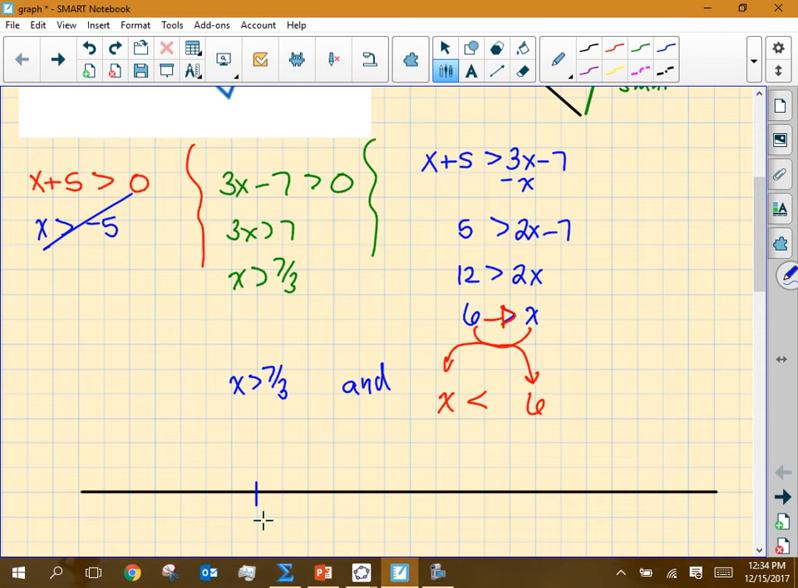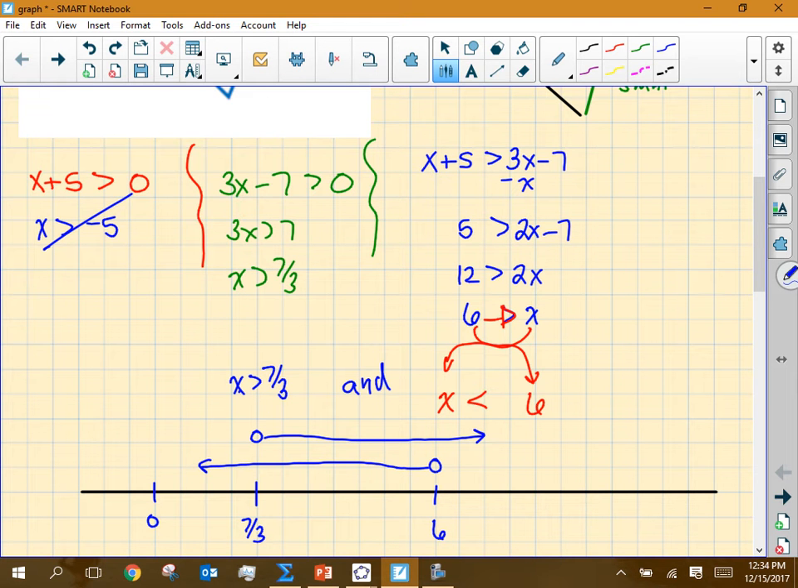So let's put 0 down here. 7/3 is 2 1/3, so maybe it shows up there. And 6 would be over here, correct? When I say x is greater than 7/3, you guys remember drawing a picture kind of like that maybe? And then you also said that x is less than 6. You drew a picture like that.